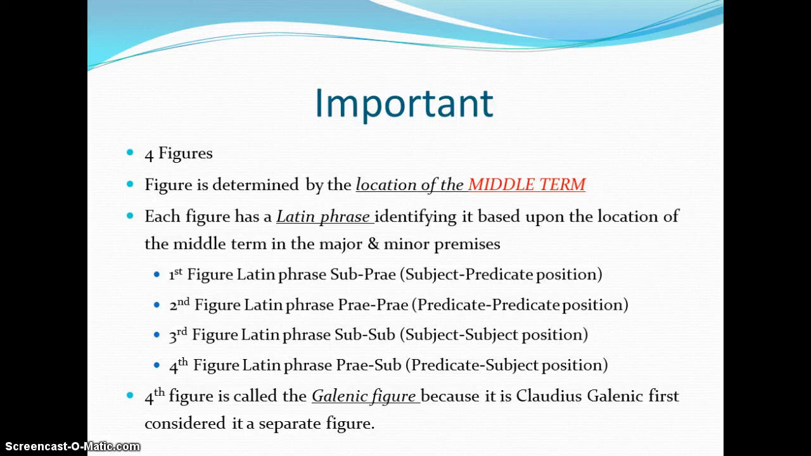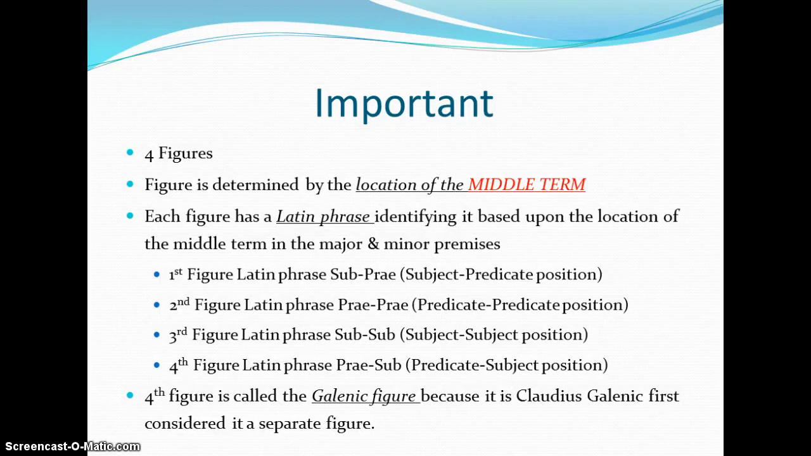And each figure has a Latin phrase identifying it. And you'll want to have those phrases memorized for the quiz. So first figure, the Latin phrase is sub pre. And I realize I may be saying that a little differently. But what it's identifying is that in the major premise, the middle term will be the subject, and in the minor premise, the middle term will be the predicate. The subject and predicate of those propositions.